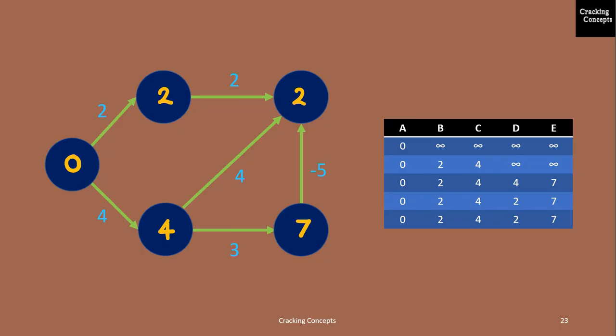Since there are 5 nodes here, we'll go for 5 iterations. On the 5th iteration, we'll see that there are no changes to be made. So it will have the same value as the previous one. Now this is how we find the shortest path for Bellman-Ford algorithm.